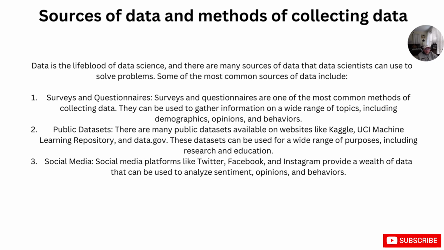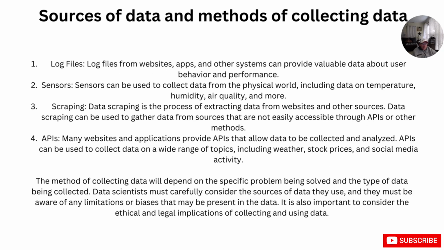Number 3, social media. Social media platforms like Twitter, Facebook, and Instagram provide a wealth of data that can be used to analyze sentiment, opinions, and behaviors. Number 4, log files. Log files from websites, apps, and other systems can provide valuable data about user behavior and performance. Number 5, sensors. Sensors can be used to collect data from the physical world, including data on temperature, humidity, air quality, and more. Number 7, scraping data.